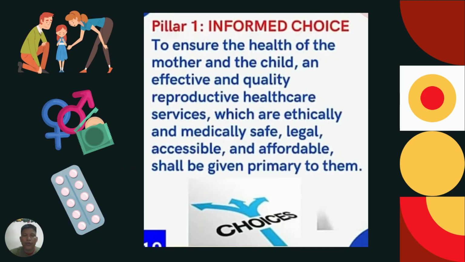This act is composed of four pillars. Number one, the pillar of informed choice. To ensure the health of the mother and the child, effective and quality reproductive health care services which are ethically and medically safe, legal, accessible, and affordable shall be given primary importance.